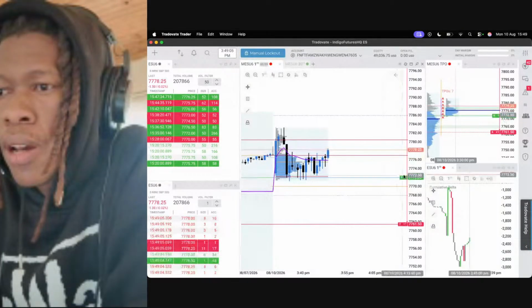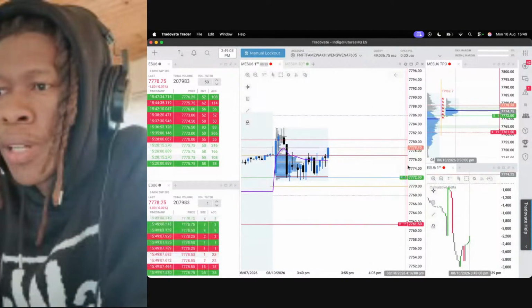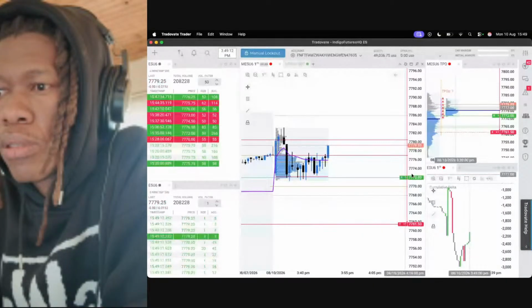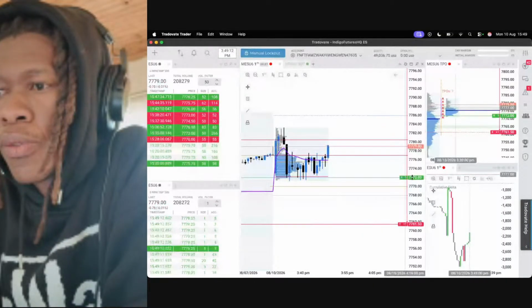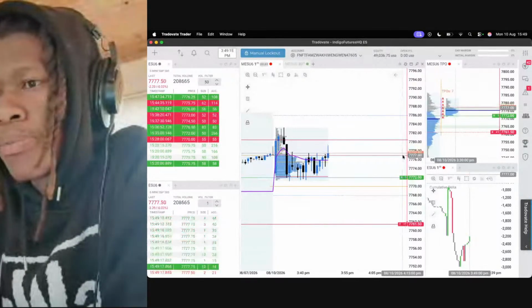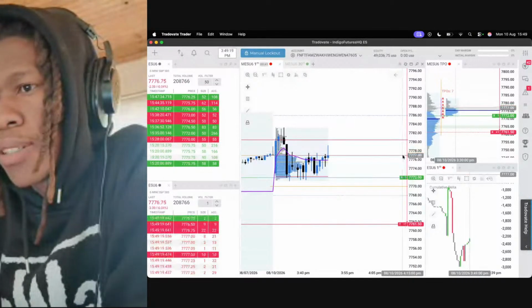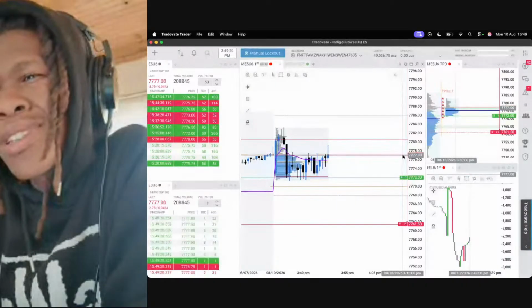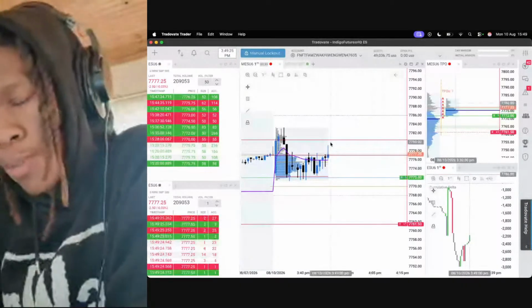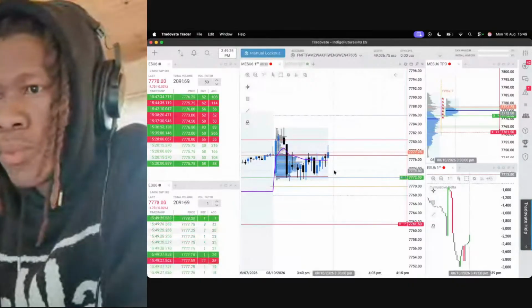Okay, let's see how this breaks. Depending on how it breaks and how it closes, we could add here, right? Not add, but place our entry at the point of control. Didn't want to just move it up based off that impulse move, right?